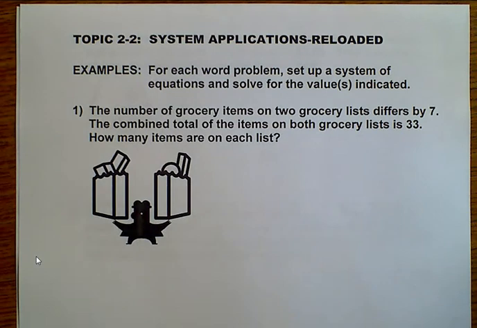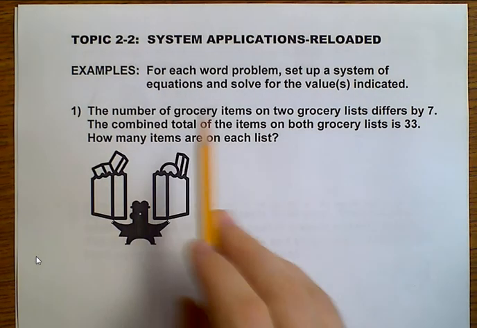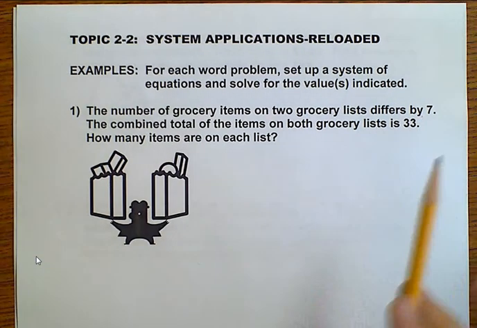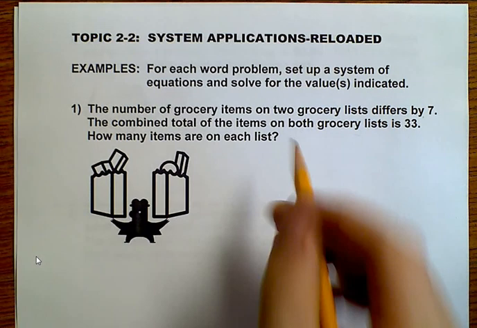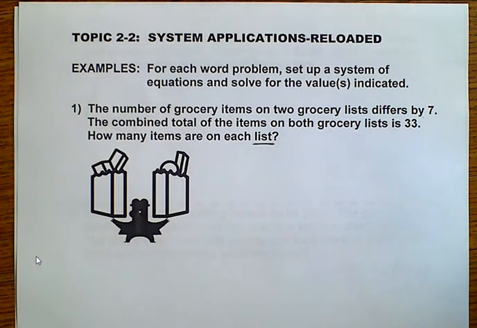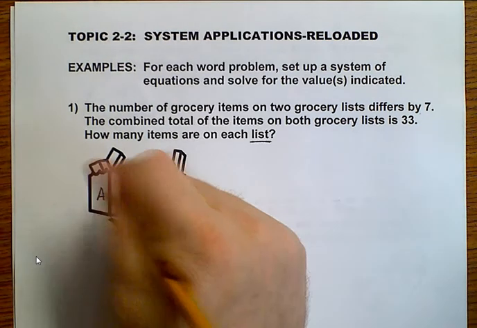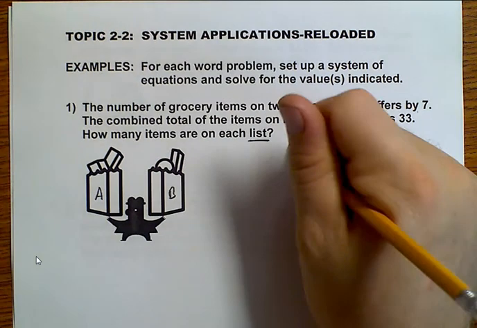So first off, as we read the values, we're going to need to figure out what our two items are. We read this: the number of grocery store items on two grocery lists differs by 7. The combined total of the items on both grocery lists is 33. How many items are on each list? Well, we're talking about lists, but they don't give us two specific names. So we're going to call one list A, and the other one list B. So we have A and B.